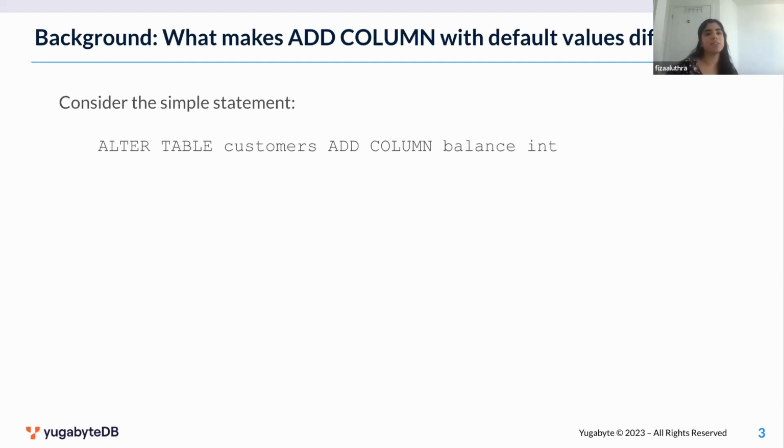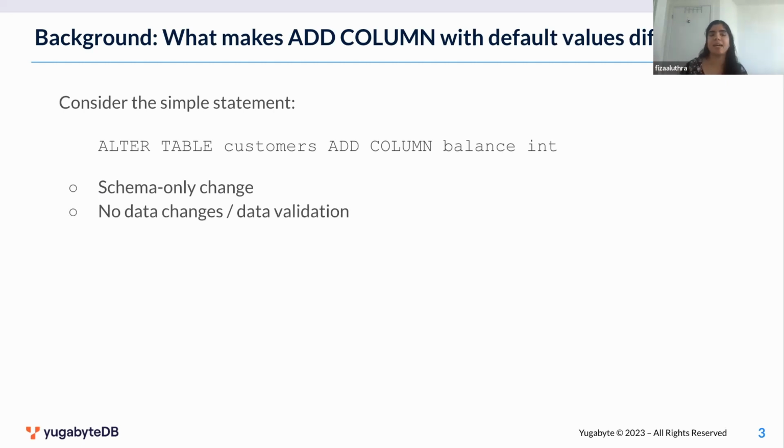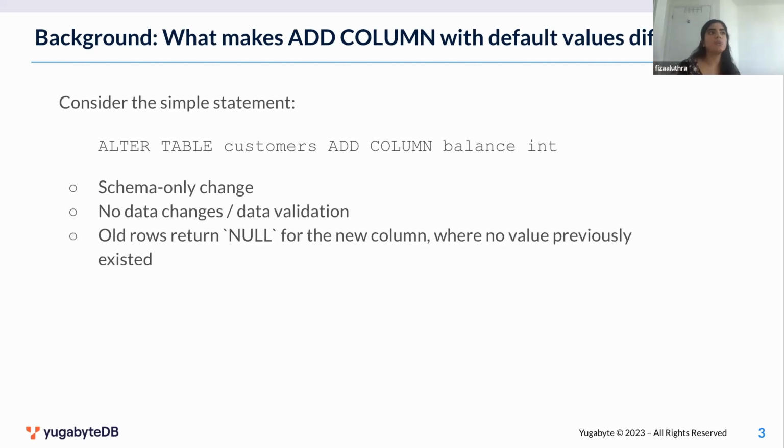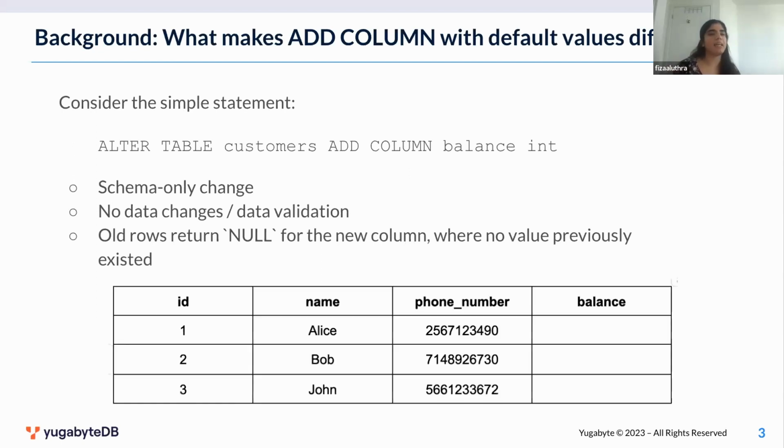And so I would just execute a simple ALTER TABLE customers ADD COLUMN balance, and I would specify the type. So this operation is essentially a schema only change. There's no data changes or data validation involved. And the old rows are expected to return null for the new column where no value previously existed. So it's pretty straightforward, right? We don't have to change the data of the table. We just have to change its metadata. And in my customers table specifically, all the existing rows, ID 1 to 3, would return null for the balance column.